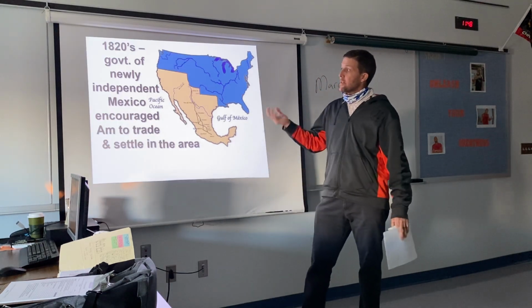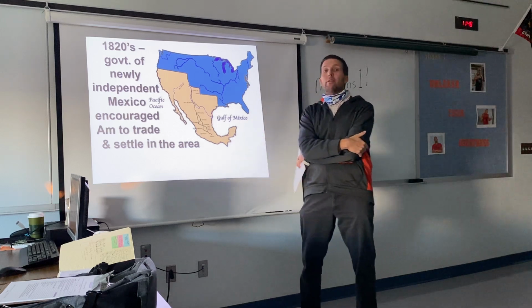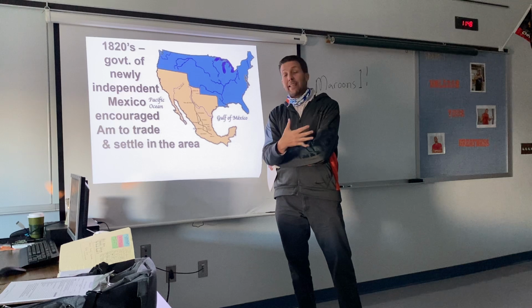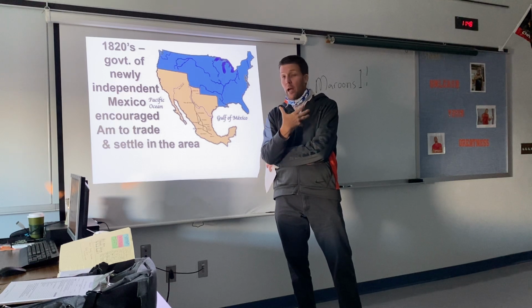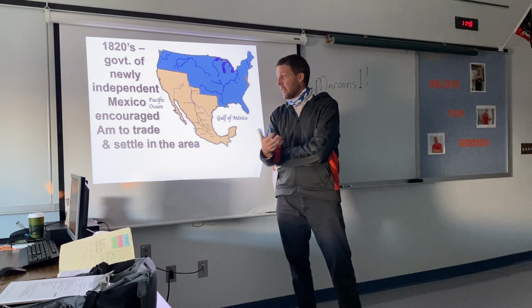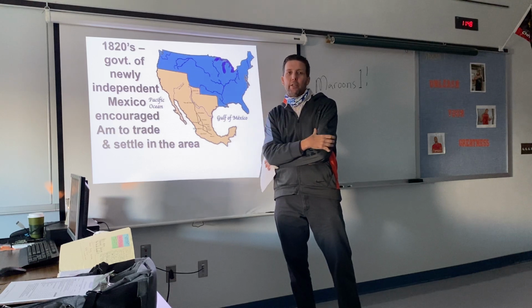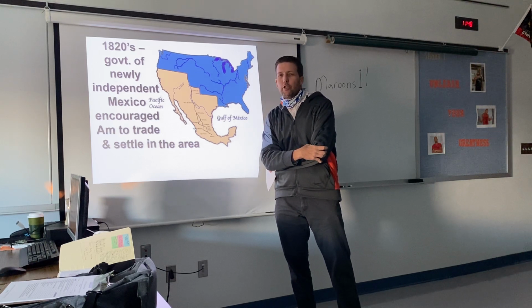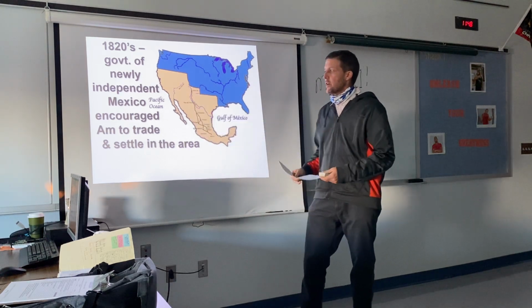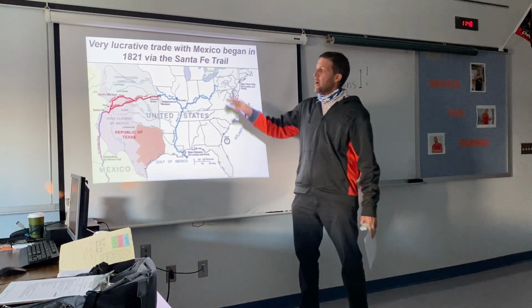So in the 1820s, the government of Mexico wants people from America to settle in their land. They want to trade with us. They want to make some money, right? That's what it's all about. And they are encouraging people to come into their territory. Remember we talked about a fresh start going into Oregon on the Oregon Trail. This was another opportunity for a fresh start for tons of people, all right?